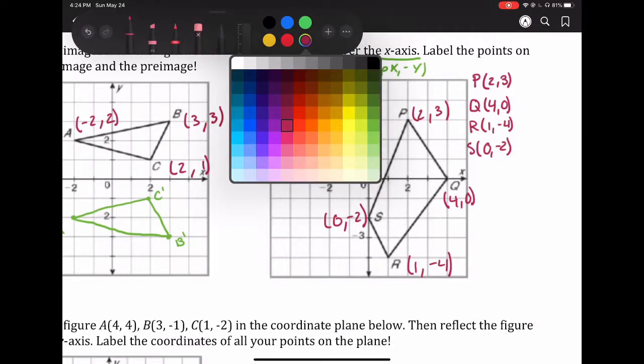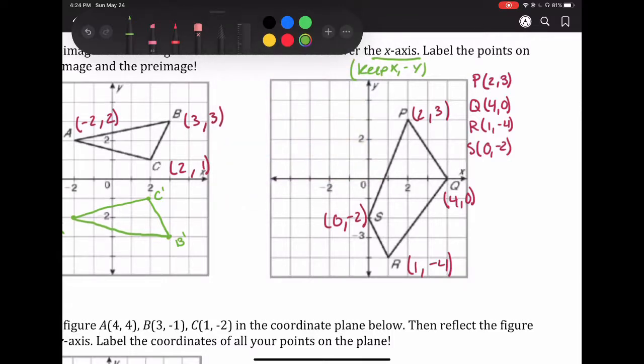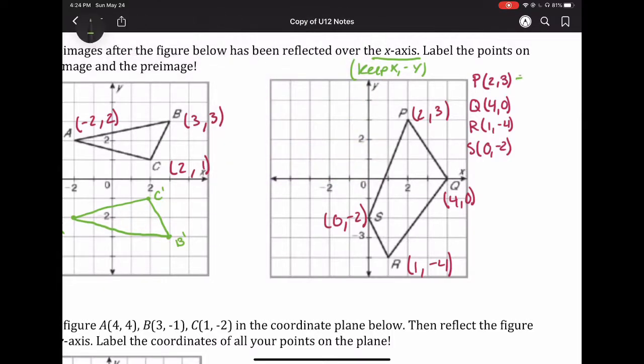We're reflecting over the x-axis, so we keep the x. For my new P, we have 2, and we negate the y, so I now have a negative 3. My new Q is at 4, 0. When you put the negative in front of it, it is still 0, so that one is actually going to be at the exact same spot.